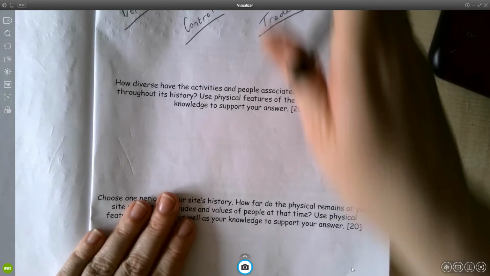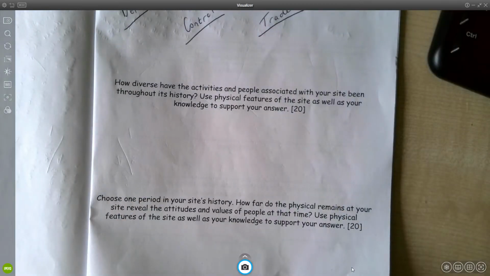Have a go, highlight the key parts of the question, and see if you can pick up what points you could use. Pause and I'll see you in a second.